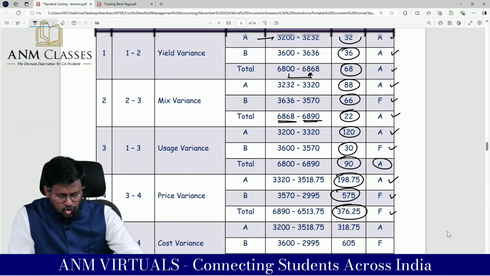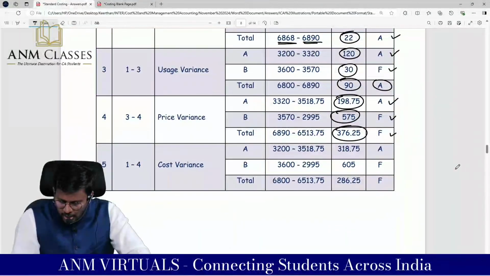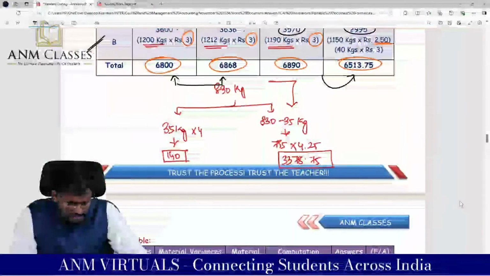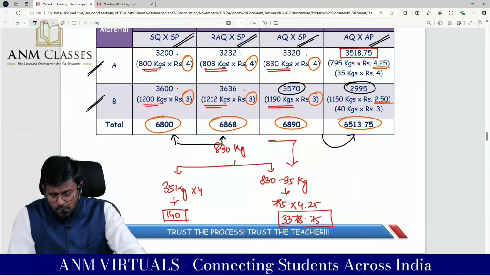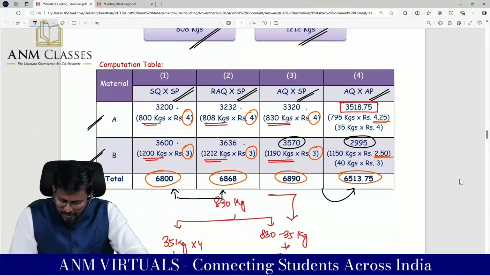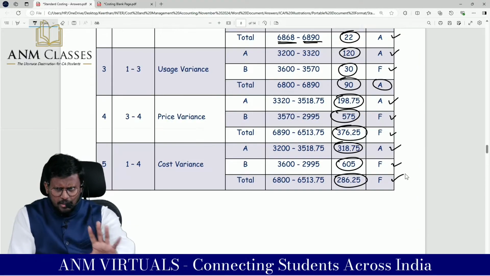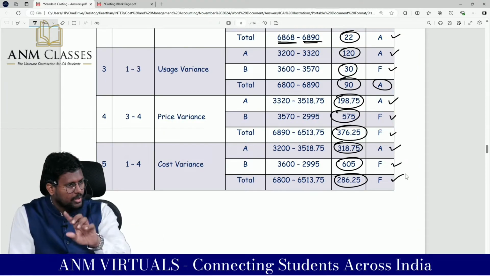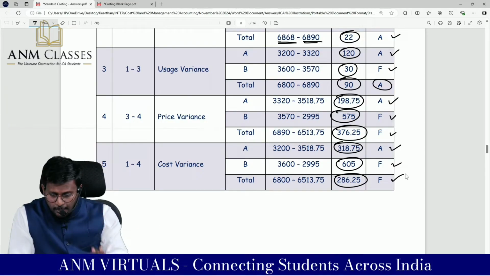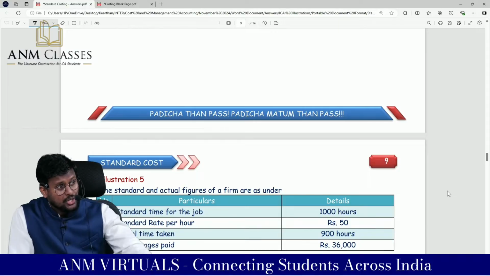And the cost variance, which is 1 minus 4: 3200 minus 3518.75 comes to 318.75. Then for material B, 3600 minus 2995 comes to 605 favorable. And the last one, your final answer, 6800 minus 6513.75 comes to 286.25 favorable. Your answer would have exactly matched with the total. Don't worry, when you redo the sum, redo it item wise. Sure? Those who are able to do that, now it is very easy to do on an item to item basis. Very comfortable? Yes. You may have gone wrong in the valuation of the price.